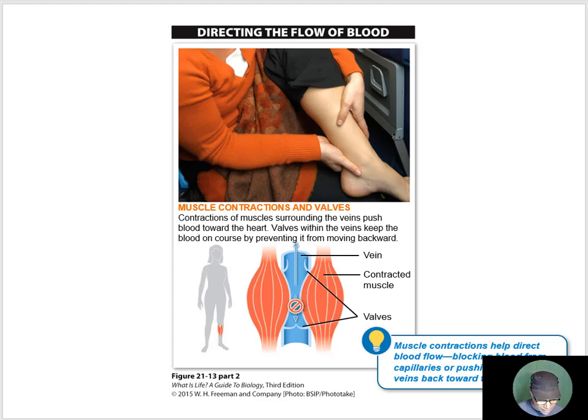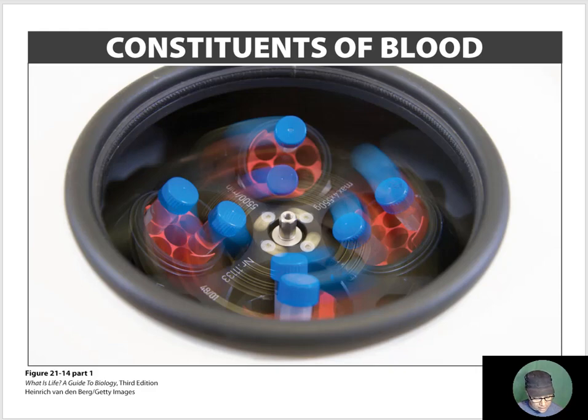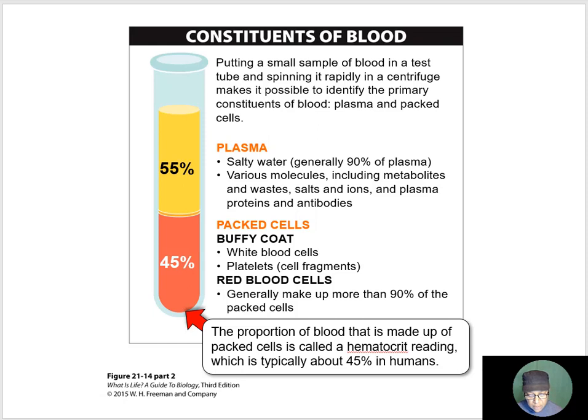All right, now let's take a look at the constituents of blood. What is in blood? So here we go. If we were to put a small sample of blood in a test tube, which happens every day when you get a blood draw, and then spin it rapidly in a centrifuge, this makes it possible to identify the primary constituents of blood. And basically, we've got plasma and packed cells.